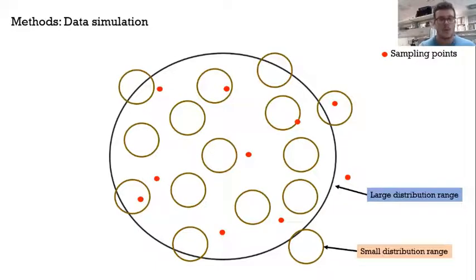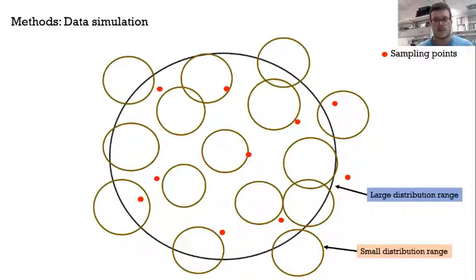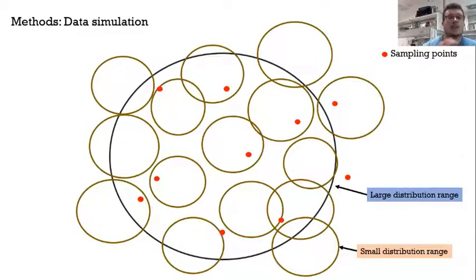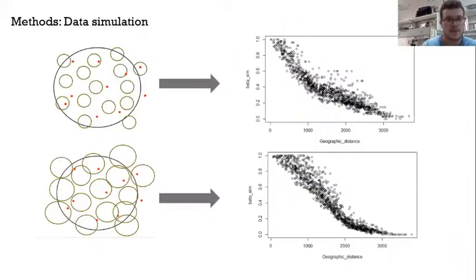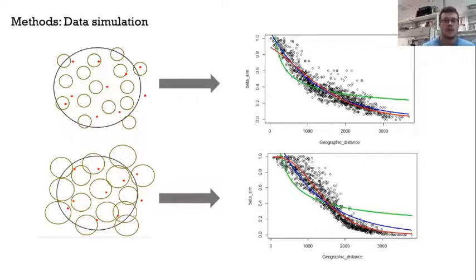Then we increase the size of the small distribution, keeping the large distributions at a constant size. With this method, we can have different scenarios of distance decay, with communities with small species distributions and others with larger distributions. In both cases, we fit an exponential, power law, and Gompertz function, and compare them with the Akaike criterion.